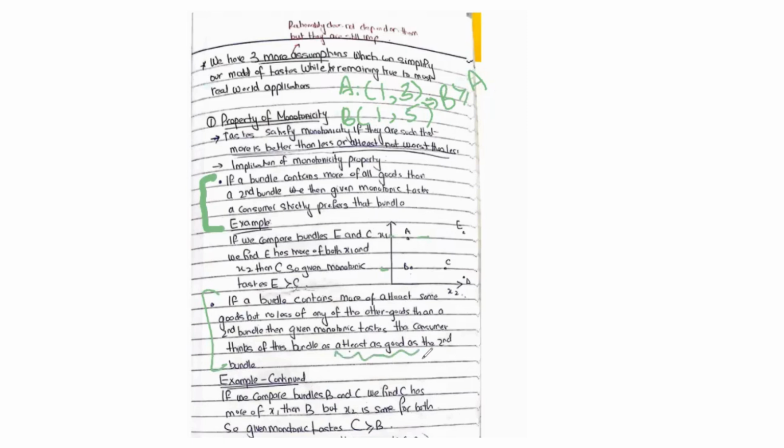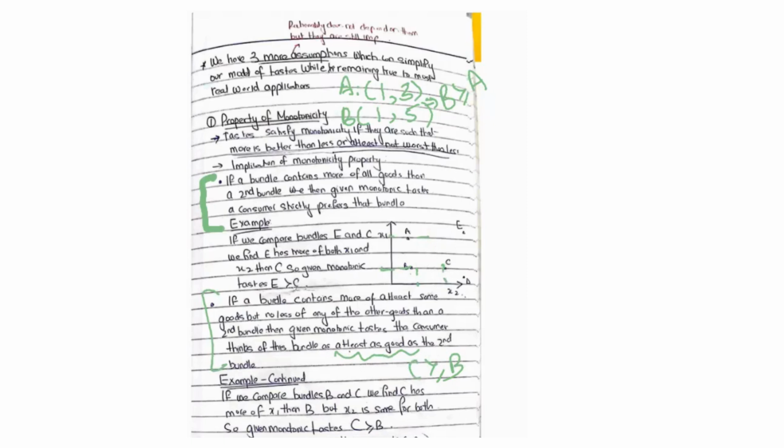So in that case, we use at least as good as. Right, so in the diagram, if we compare bundles B and C, we can see that B and C have the same amount of x2, but C has more of x1. So if they satisfy monotonicity, then monotonicity says that C is at least as good as B, right? So this is what monotonicity implies.